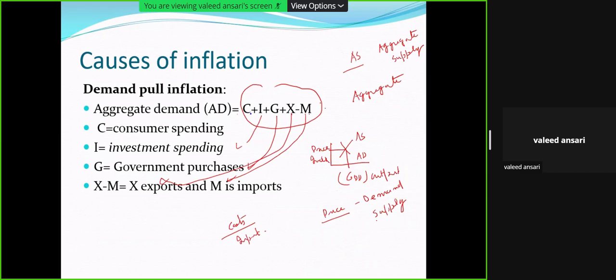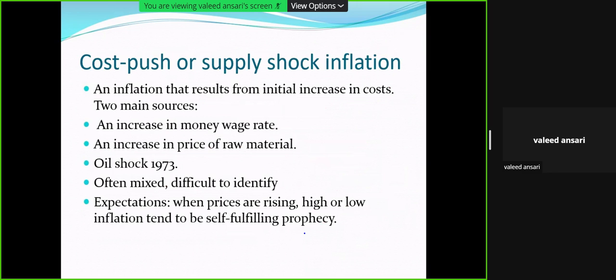For instance, if total demand in the economy is excessive, then the government may have to contain this rise in price. So the government may cut down its expenditure, or increase taxes, or use a tight monetary policy. If excess demand is there, then it is easy to manage. But if the problem is coming from the supply side, then it is very difficult to manage.